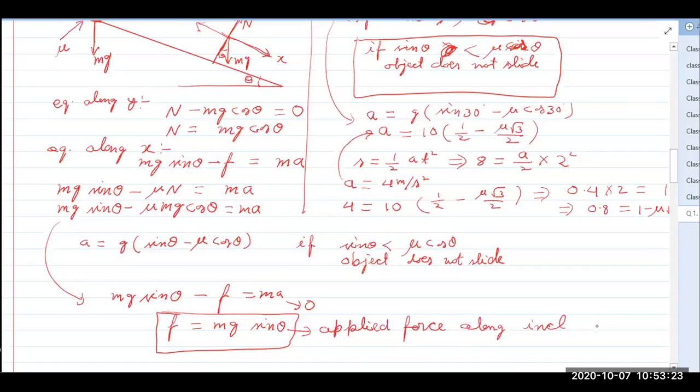And this we have discussed, that static friction is equal to the applied force if the object does not move. If the object is stationary, then we have to write this. So this will be the value of the friction force if the object is stationary.